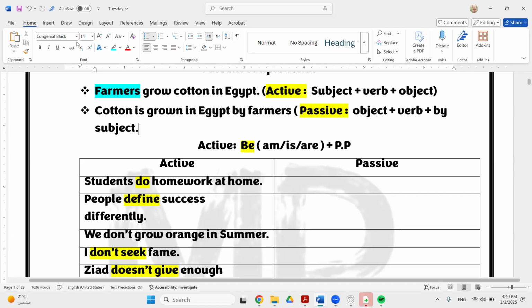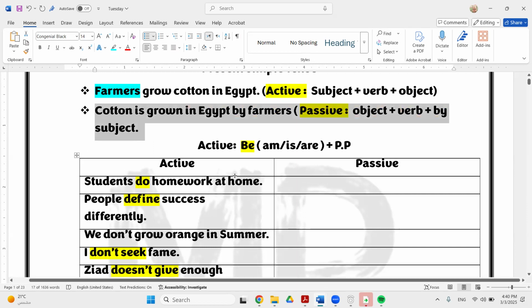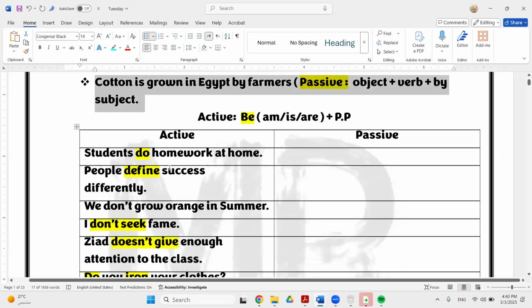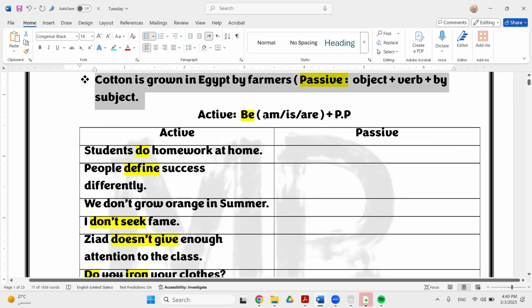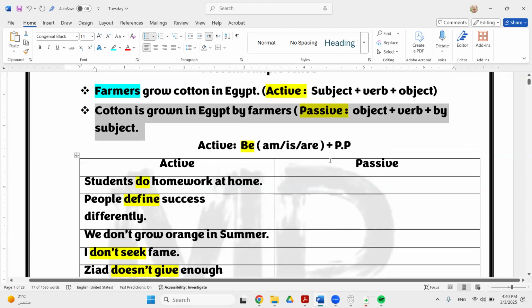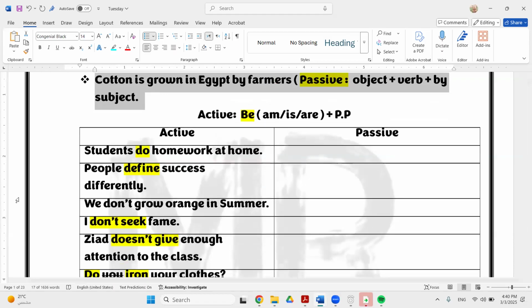To make the passive form, there must be two basic things: verb to be and the past participle. The verb to be changes with the tense. If the sentence is present simple, it becomes am, is or are. And the main verb like grow becomes grown. This is just a quick reminder before we move on.